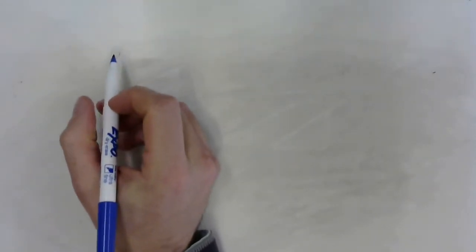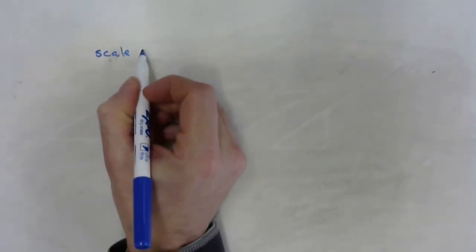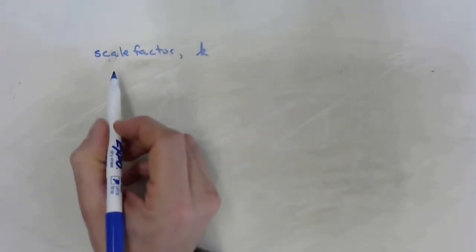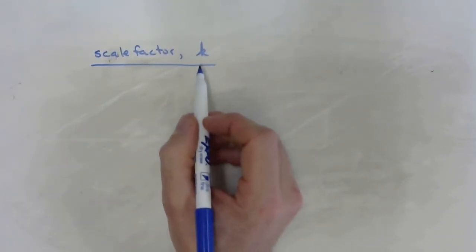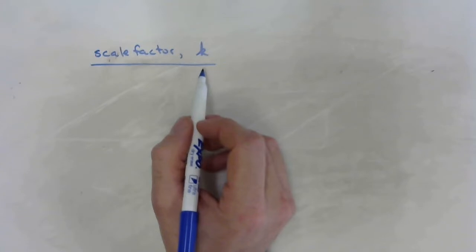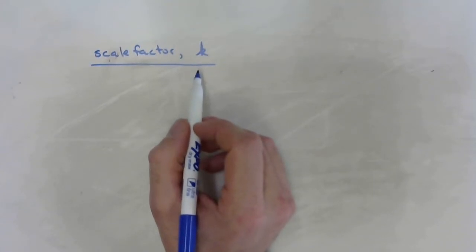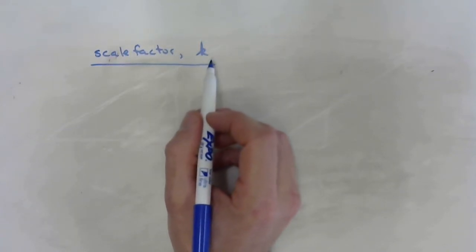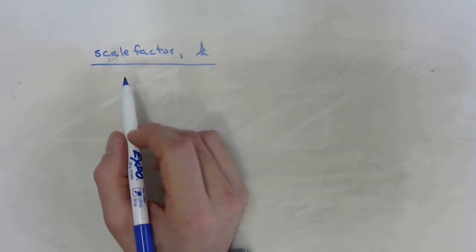You've got a notes section, and in that notes section, we're going to talk about something called a scale factor. Scale factor. You're going to do a little comma, and then you're going to do a cursive K. What does that mean? It means that when we're talking about a scale factor, we're going to use the letter K to represent that scale factor. Okay? And when you see the letter K, K equals something, you know they're talking about the scale factor in this unit. Okay?